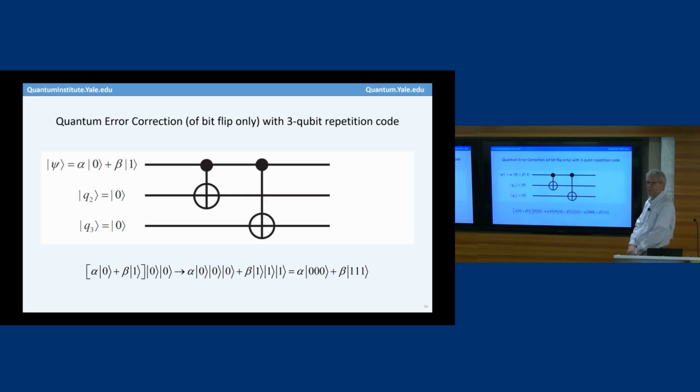Okay, so now let's do the error correction, just like we did in the classical case with a triplication 3-bit repetition code. And instead of creating it with one C0 to flip one ancilla, I'm going to have two C0s to flip two ancillas. And I'm going to make this state alpha 0, 0, 0 plus beta 1, 1, 1.